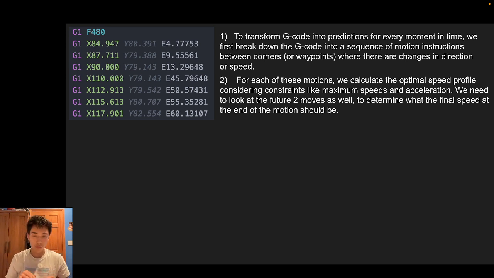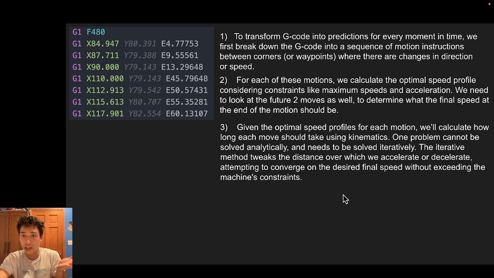So we have the initial speed for each move. By looking at the future moves, we can determine what the final speed of the move should be, and given the F value in the G-code, we know what the max speed should be. We also know from the G-code what the acceleration should be. So this is what I mean by we calculate the optimal speed profile for each move, for each line of G-code, each motion. Now, given the optimal speed profiles and the coordinates, we can just use simple kinematics to calculate how long each move should take.